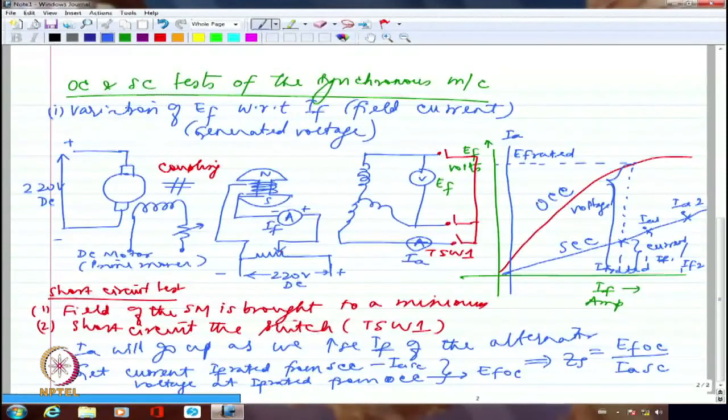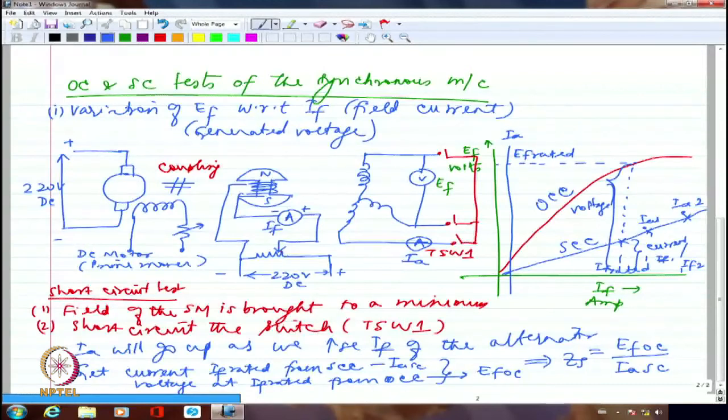So at rated condition, if I am able to measure short circuit current, and at rated condition, if I am able to measure the open circuit voltage, the ratio of these two indirectly gives me the synchronous impedance. So synchronous impedance is going to be the ratio of the current obtained under short circuit condition at rated IF. And I'm going to look at what is the voltage generated under open circuit condition with rated IF. The ratio of these two will give me basically whatever is the value of synchronous impedance.